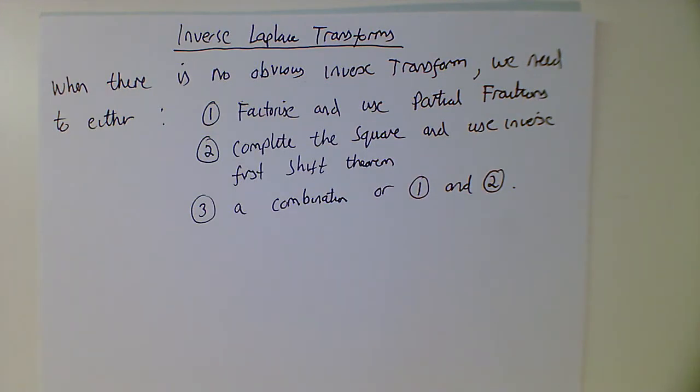So sometimes we've just got to factorise and use partial fractions. Sometimes we've got to complete the square and use first shift theorem, or sometimes we've got to factorise and use partial fractions and complete the square and use inverse first shift theorem. Now the combination of the two doesn't come up very often, but it can happen. That's the order I want you to look for it in. One, see if you can factorise and use partial fractions. If you can't factorise, then look to see if you can complete the square, and then after you've completed the square, sometimes you might also have to use partial fractions.